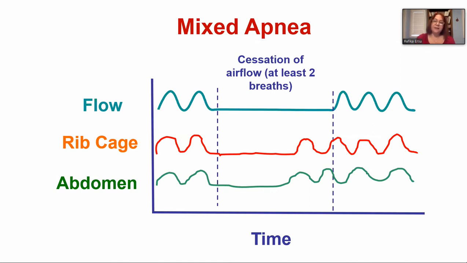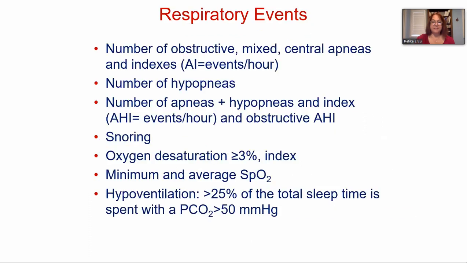Mixed apneas contain both central portions, so there's no flow. And then when you look at the ribcage and abdominal movements, for a portion of the apnea, there is no movement in ribcage and abdomen, followed by a movement. So in adults, this is the rule, but in children, it doesn't matter. First, it can be the obstructive portion, followed by the central portion, or vice versa. So that was part of the question as well. And these are counted as obstructive apnea-hypopnea index. So these are considered as obstructive events.